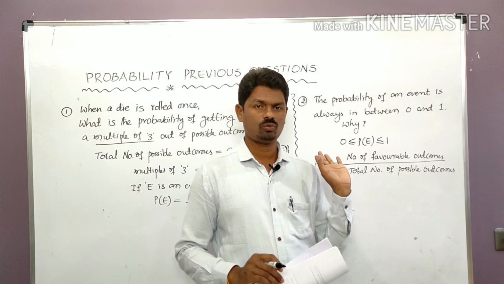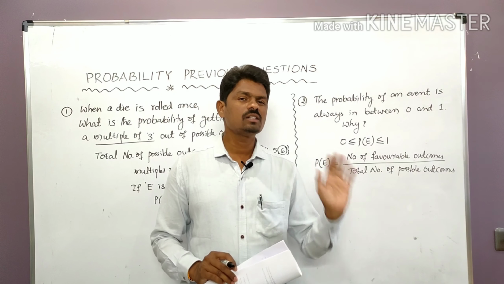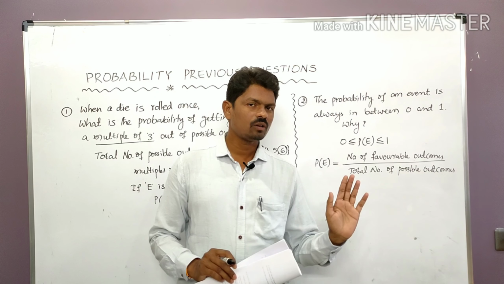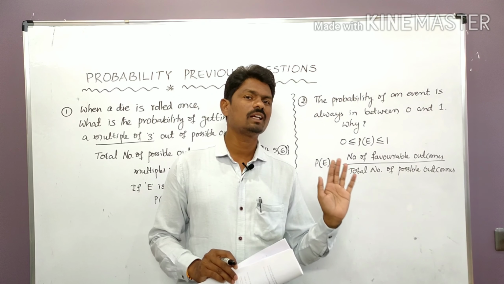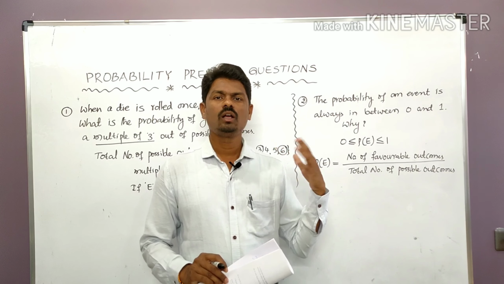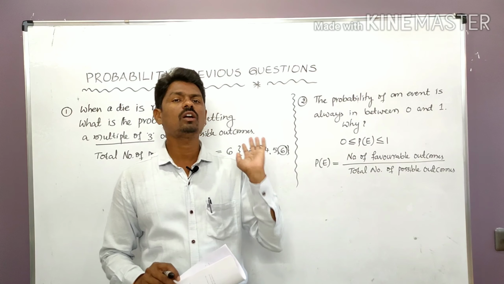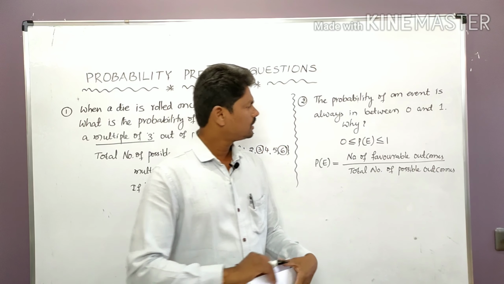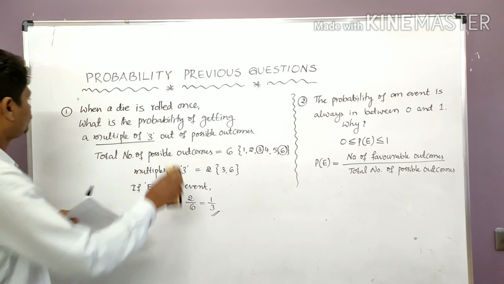That you have to write, student. So what is the reason behind it? See, student, since favorable outcomes are less than or equal to total number of possible outcomes, hence probability of any event lies in between 0 and 1. That you have to write. So next, student, see one more.